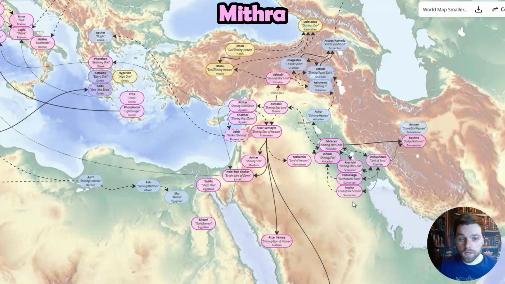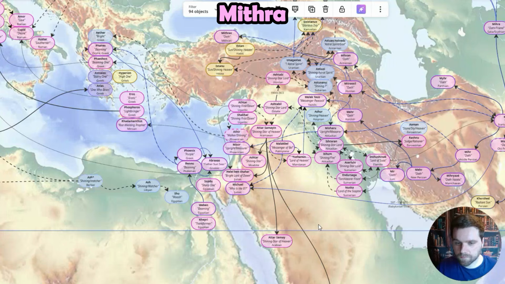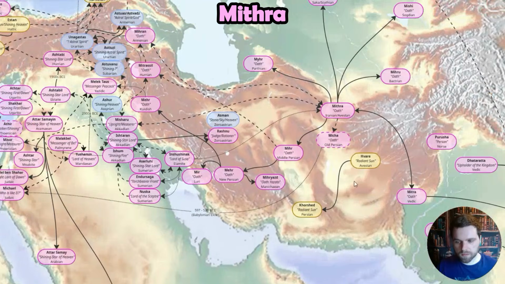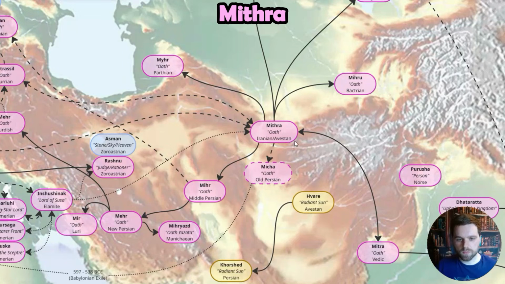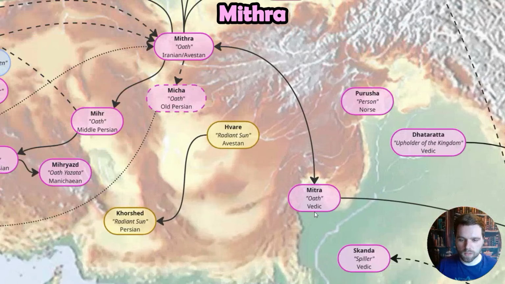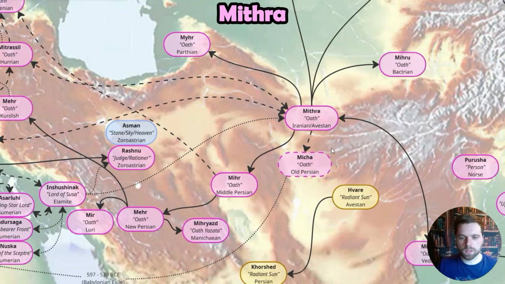Okay, so it's finally time for Mithra. Let me turn his layer on and make this even more complicated. Mithra, traditionally and in general, is considered to have come from Iranian or Indo-Iranian sources. He shows up as an Asura in Vedic Mitra and as an Ahura in Iranian and Zoroastrian as Mithra.